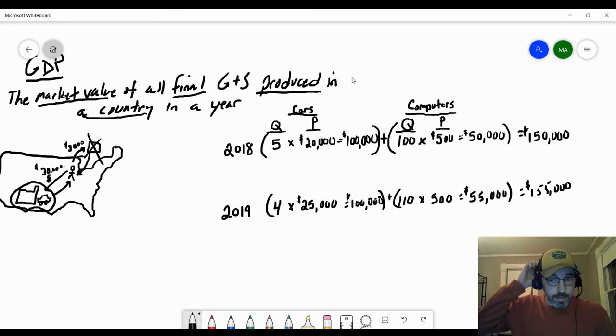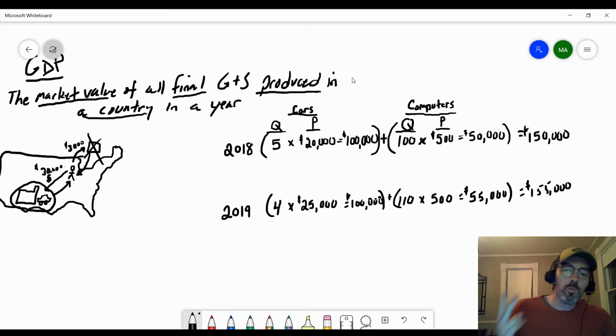So when we look at the GDP of 2018 and we see 150,000, and then the next year it's 155,000, the GDP went up. And so you could say the market value of all final goods and services produced in a country in a year, in this country, increased from one year to the next. So we saw an increase in GDP. But we got to stop and think about that for a second. Why did it go up?